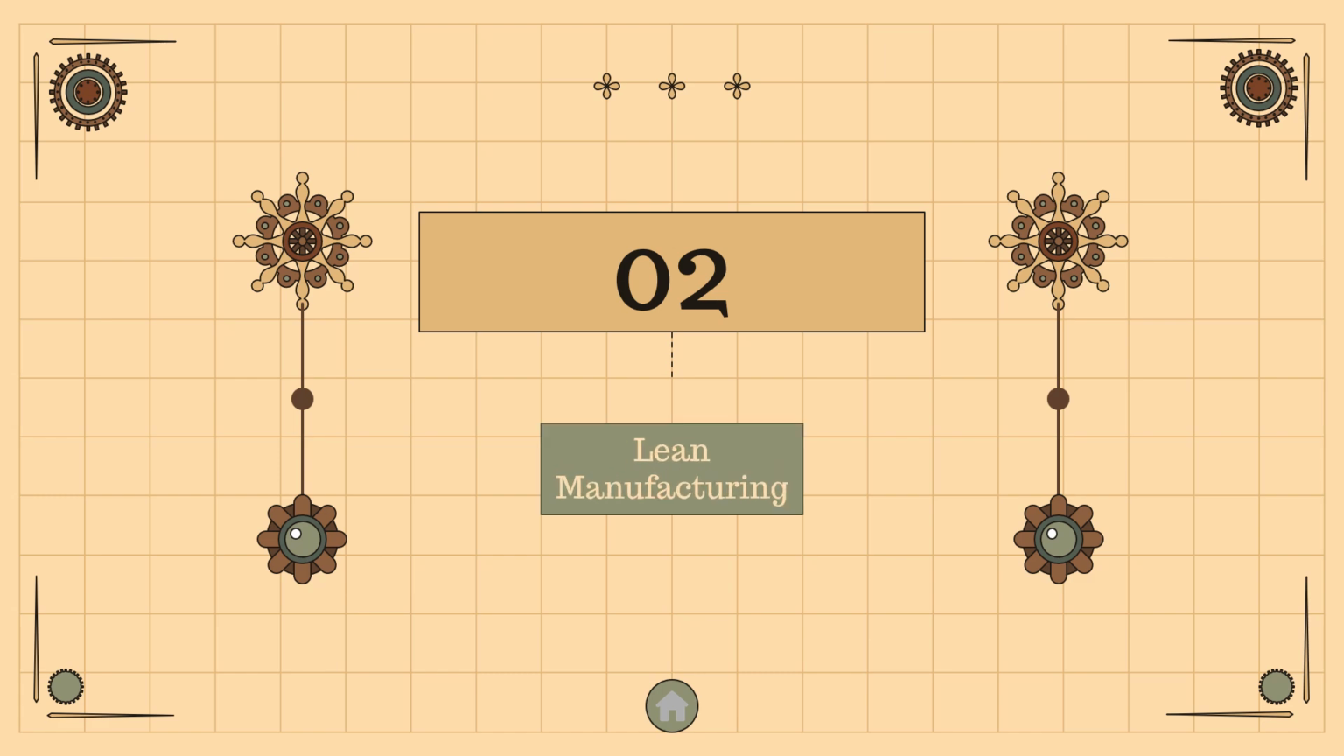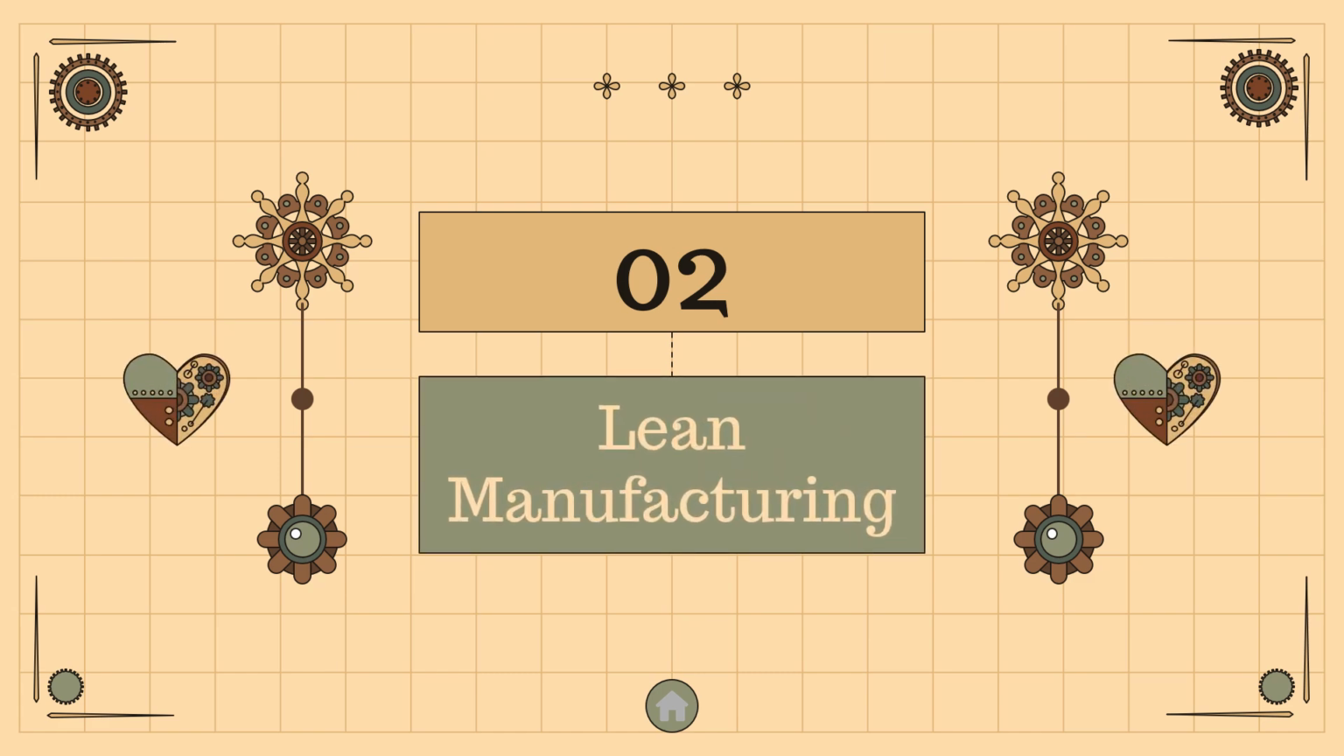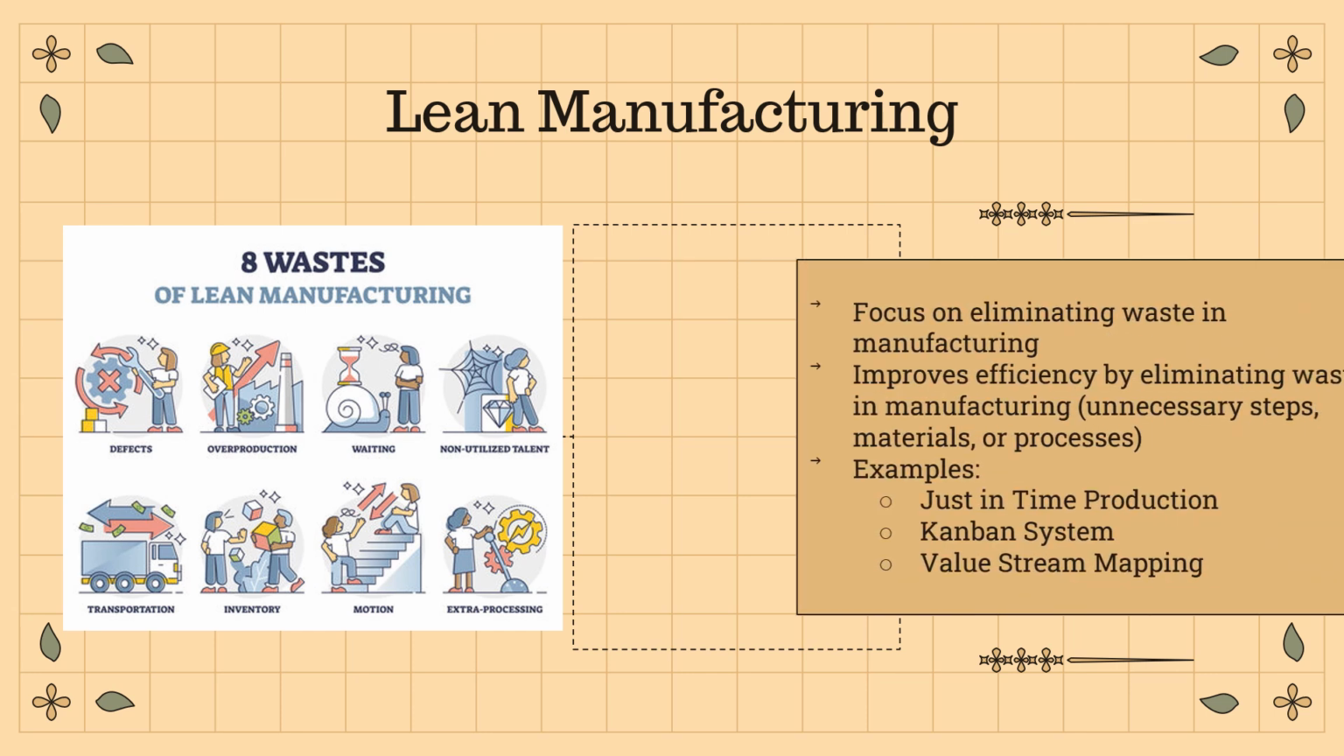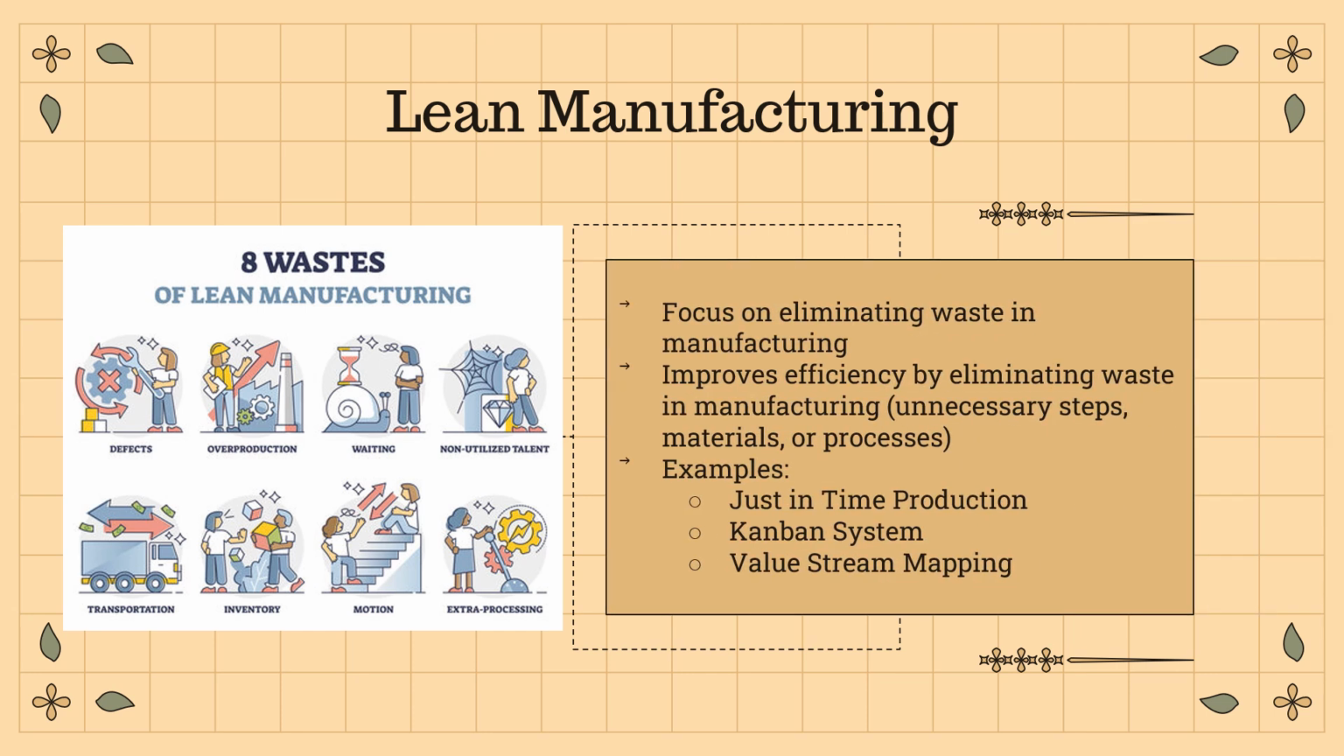The second topic I will be discussing is lean manufacturing. Lean manufacturing is a process that focuses on eliminating waste in manufacturing. It is important because it improves efficiency by getting rid of any unnecessary steps, materials, or processes.